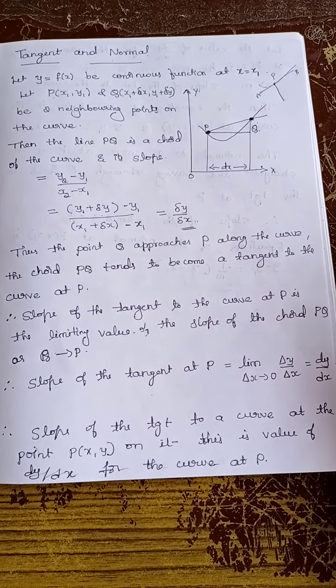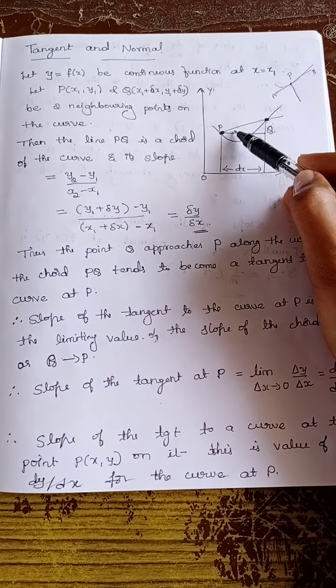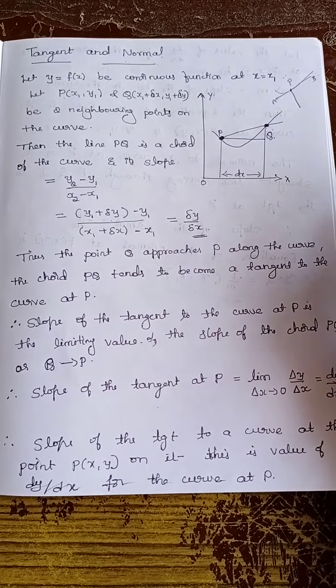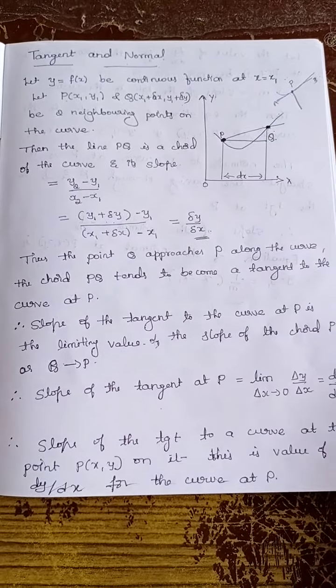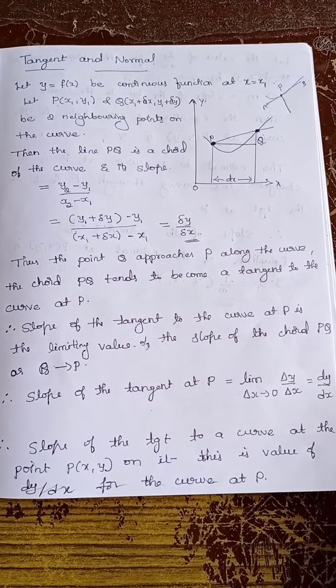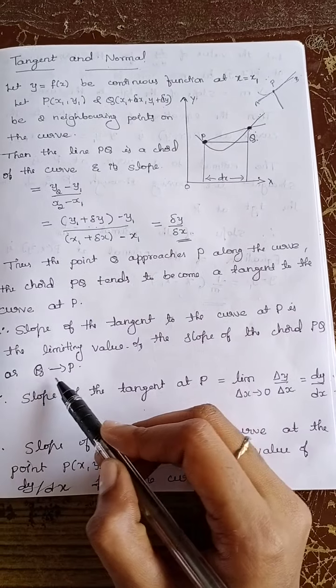Thus the point Q approaches P along the curve. The chord PQ tends to become a tangent to the curve at P. Whenever Q approaches P, when Q comes near to P, then the chord PQ becomes a tangent of this given curve y is equal to f of x at the point P. Therefore, the slope of the tangent to the curve at P is the limiting value of the slope of the chord PQ as Q approaches P.